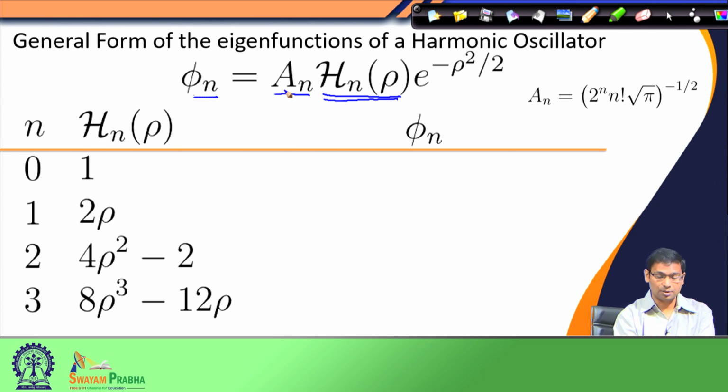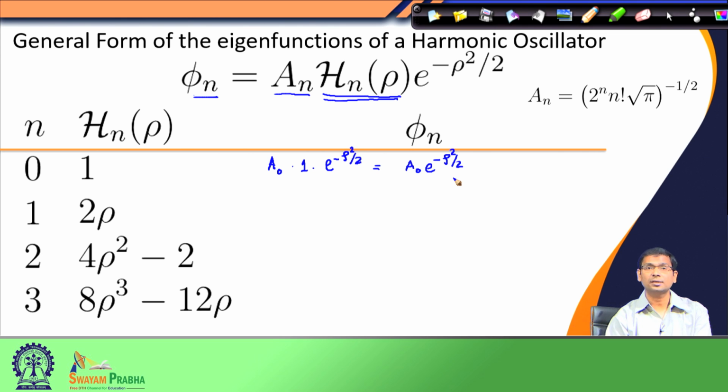So, when n is 0, I have a 0, which is the normalization constant, and the 0th order Hermite polynomial is simply 1, times e to the power minus rho square by 2. So, you can see this is simply a 0 e to the power minus rho square by 2. This is the form we have already seen. So, this is phi 0.